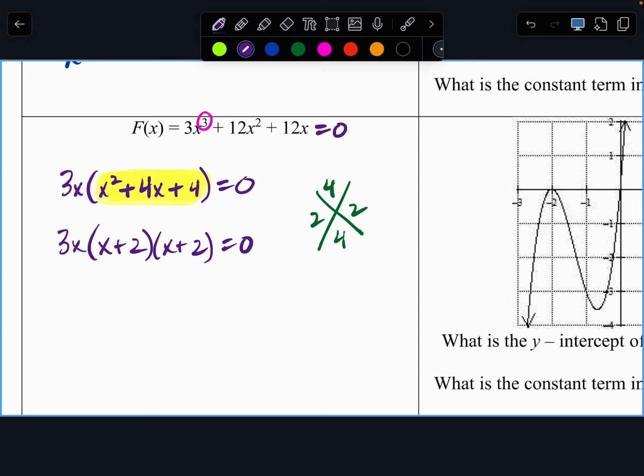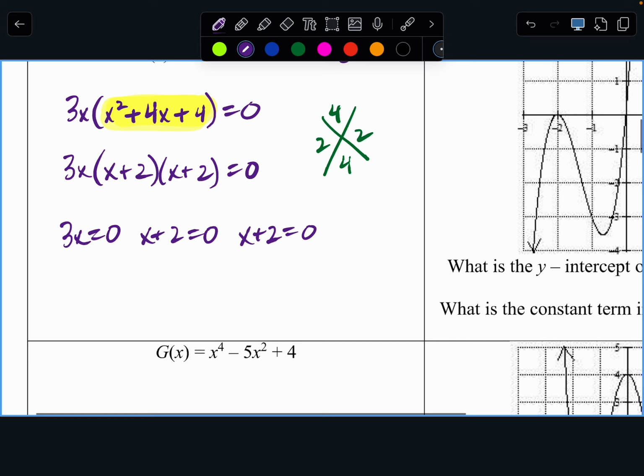So we set them each equal to 0. 3x equals 0, x plus 2 equals 0, and x plus 2 equals 0. So on this one, x equals 0, x equals -2, x equals -2.